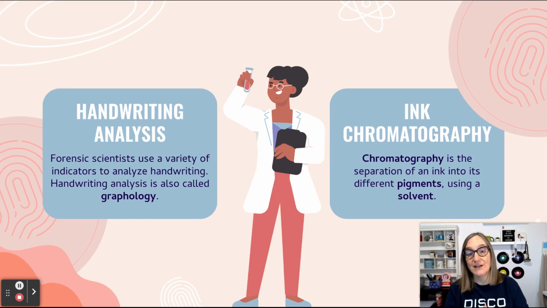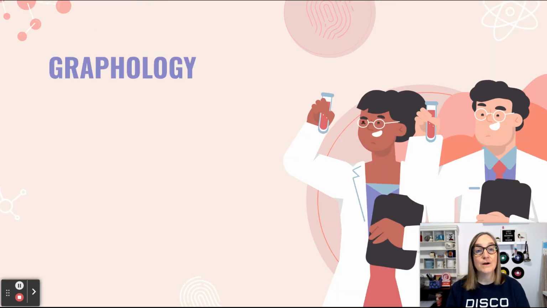When we use this technique on ink, we call it ink chromatography, and we separate the ink into its different pigments. Pigment is just another word for color. Forensic scientists will use a variety of solvents to separate the ink, but since we're using water-soluble inks, we will be using water as our solvent.